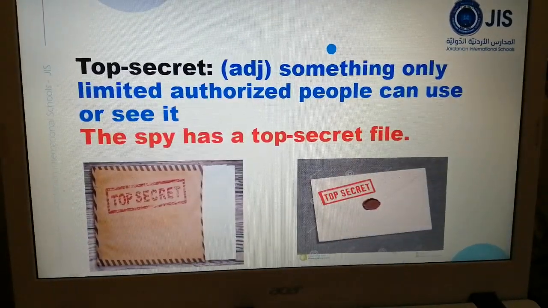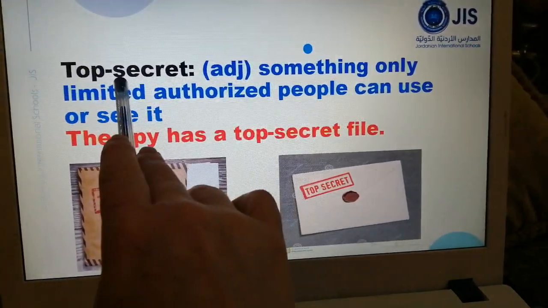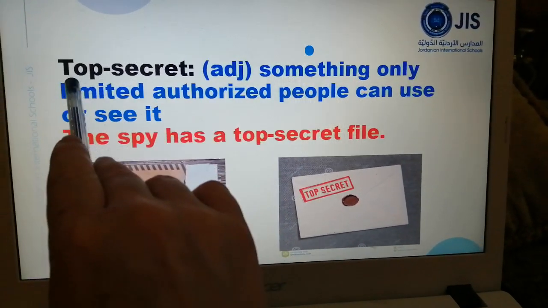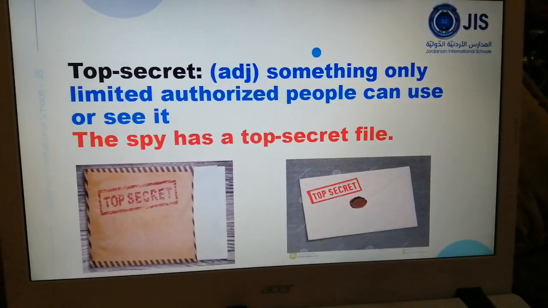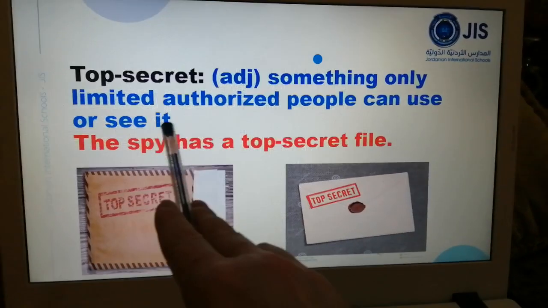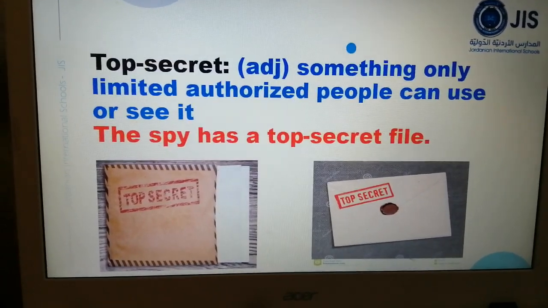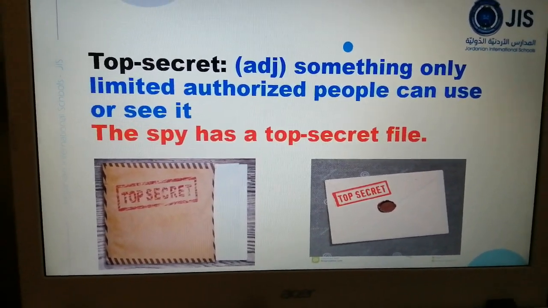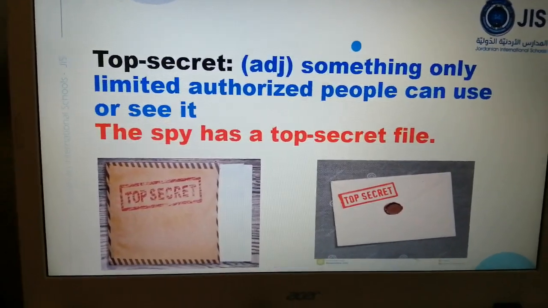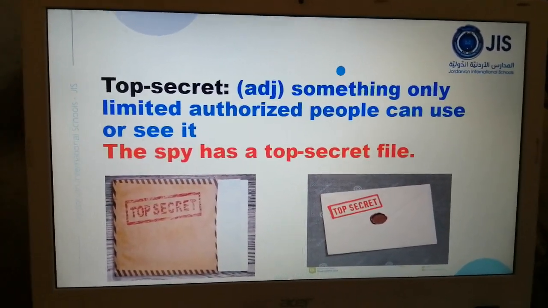Top secret. Now, the compound word here is hyphenated because there is a hyphen between top and secret. When I put top with secret together, it will give me a new meaning, which is something only limited, authorized people can use or see, which means that it's something very secret, only authorized people or allowed people can see it or use it. That's why we say it's top secret. It's not for the public, it's not for everyone, just for limited people, for authorized people, for specific people.